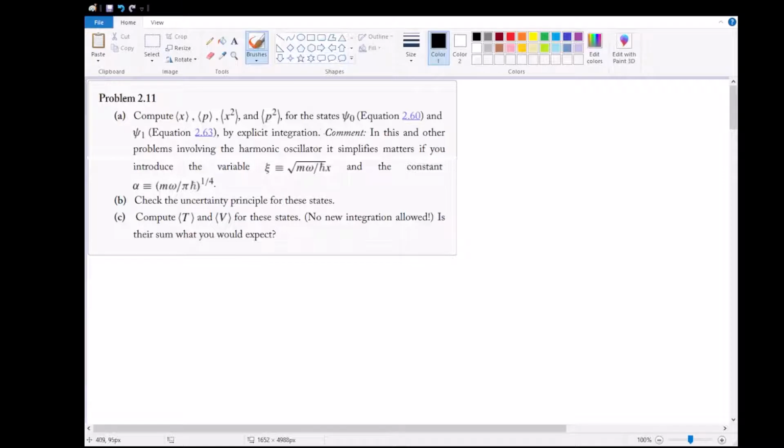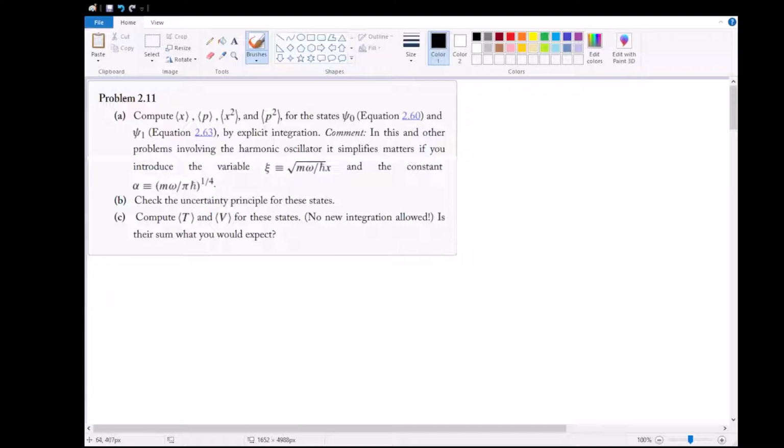Our hint is that typically for harmonic oscillator problems, the math is simpler if we introduce a variable called xi in this case, defined as x times the square root of m omega over h bar. We also want to introduce a constant alpha equals m omega over pi h bar to the 1/4. So before anything else, let's start by defining our psi naught and psi 1 wave functions.